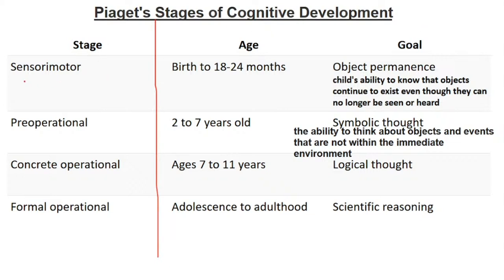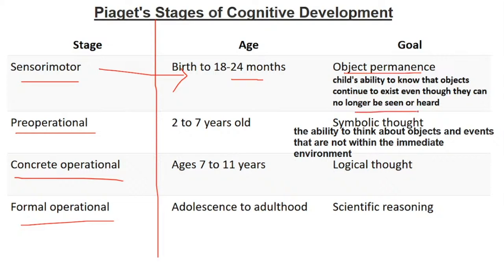There are 4 stages: the sensory motor stage, the pre-operational stage, the concrete operational stage, and the formal operational stage, which go with age groups. Sensory motor is birth to 24 months, where object permanence develops. Now what is this object permanence? It is the child's ability to know that objects continue to exist even though they do not see them in front of them.